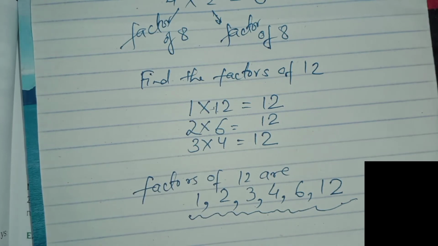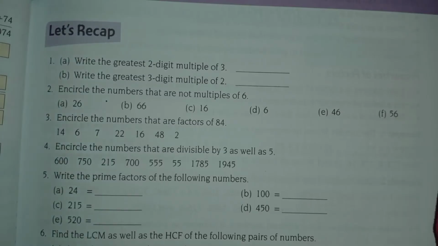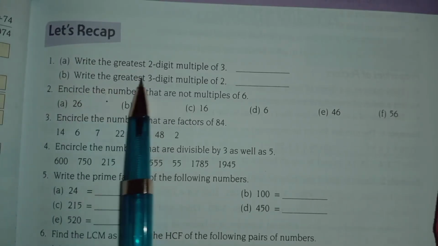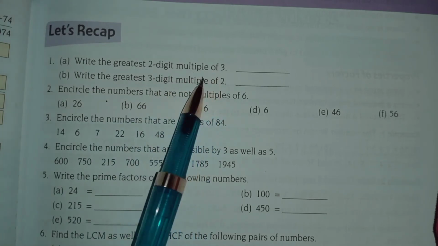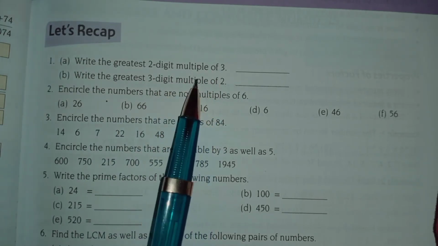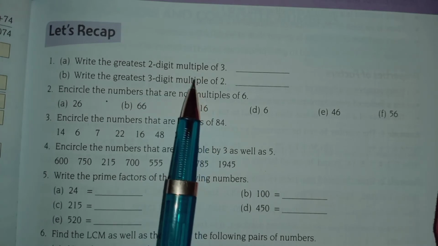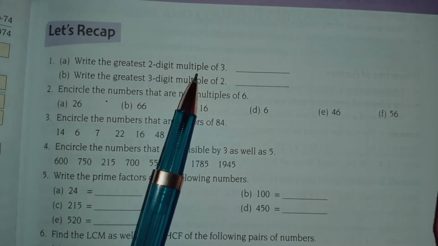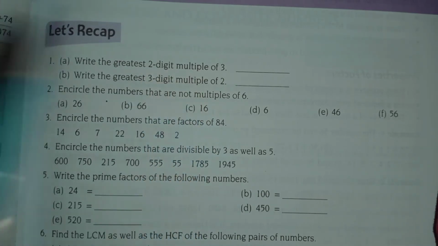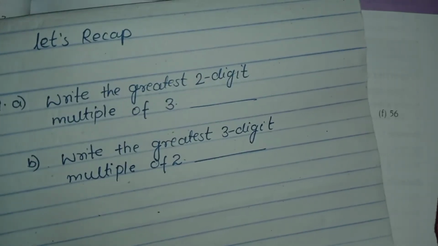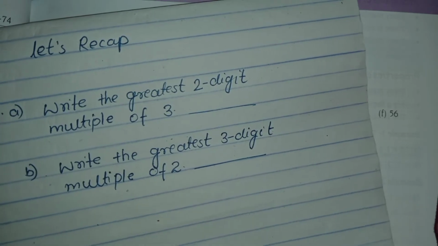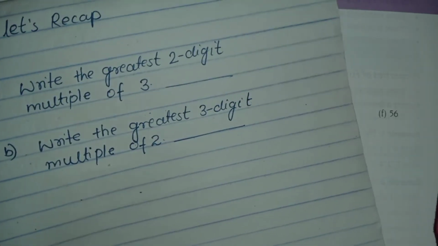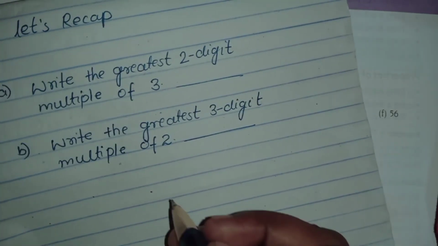Now let's go for the recap. Now question number 1: write the greatest 2-digit multiple of 3. Now here we are going to write the greatest 2-digit number, but that should be a multiple of 3. That should come in the table of 3. Okay, so now let's see what that is. What we have to do? We have to write the greatest 2-digit multiple of 3. So first, you know that the greatest 2-digit number is what?